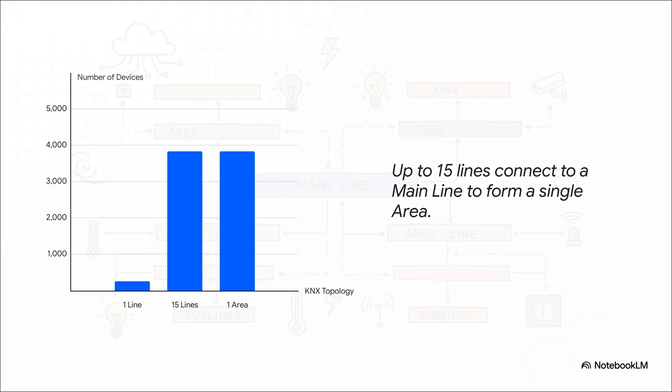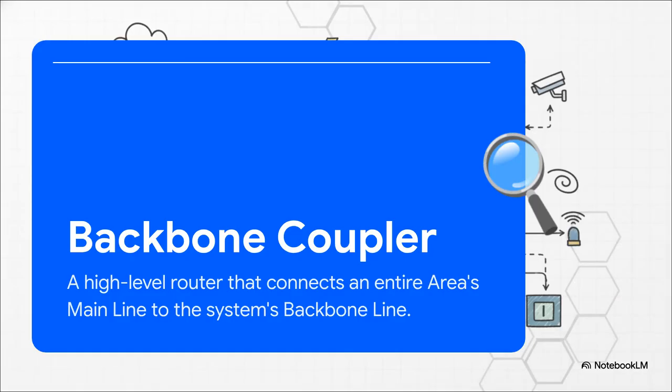Using those line couplers, you can now connect up to 15 of the lines we just made onto a new, bigger highway called a main line. This whole collection, the main line and its 15 connected lines, is what we call an area. And just like that, we've gone from managing a couple hundred devices to thousands, all grouped together logically. And believe it or not, we are still not done.